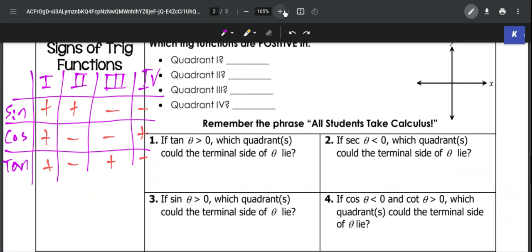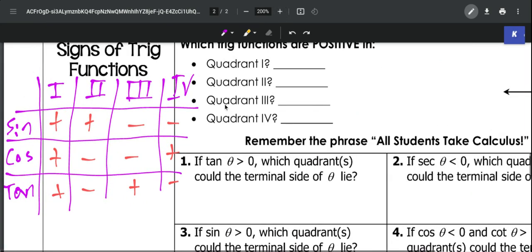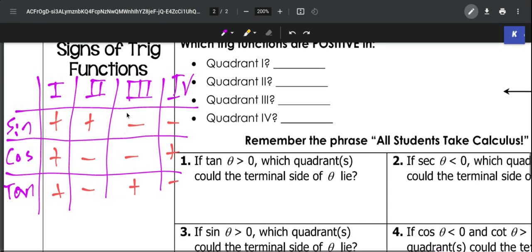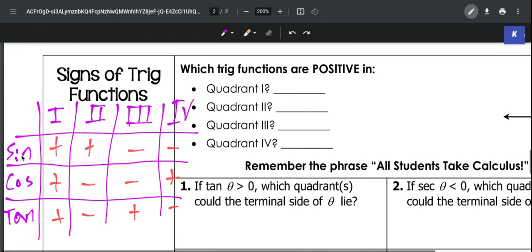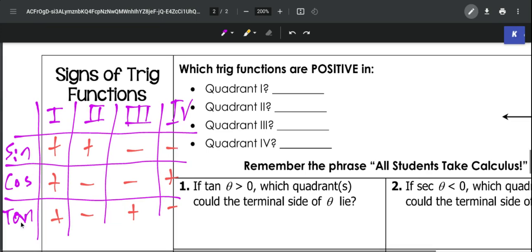So this is another part of this you need to make sure you get down, just because it's going to help you. Now I'm going to give you another sheet where it has all of this information on it. But pretty much what this is saying is, for sine, when it's in quadrant 1, it's positive. When it's in quadrant 2, it's positive. When it's in quadrant 3, it's negative. When it's in quadrant 4, it's negative. And then it has cosine and tangent as well.